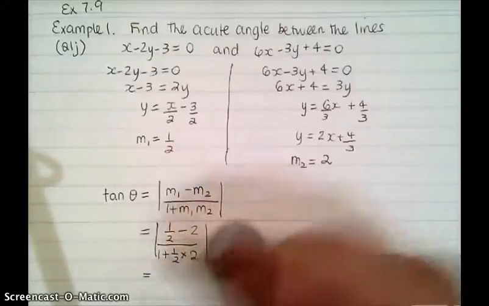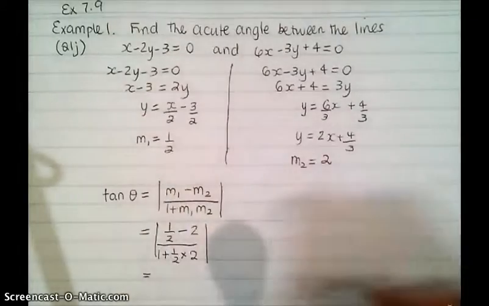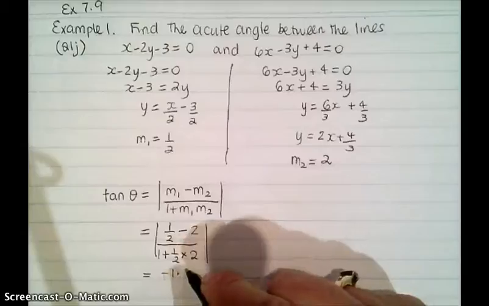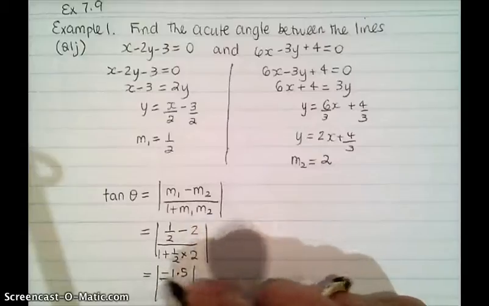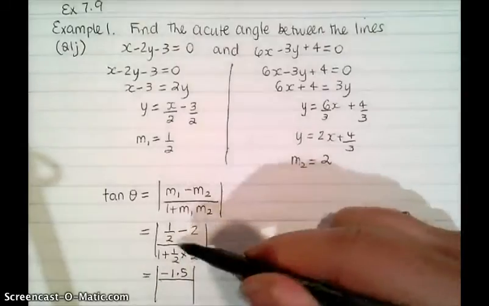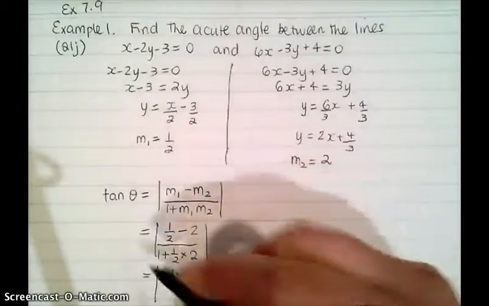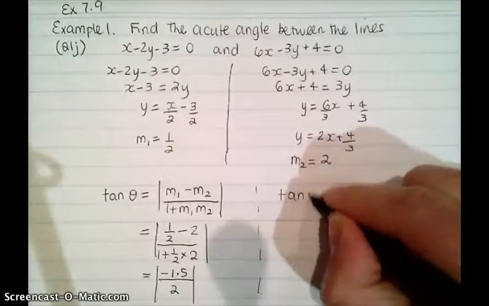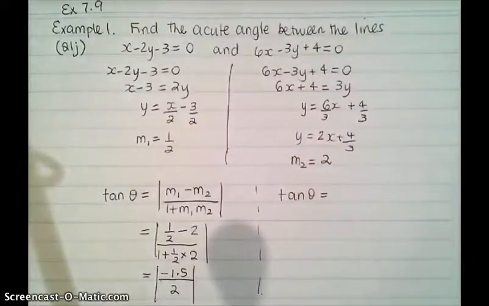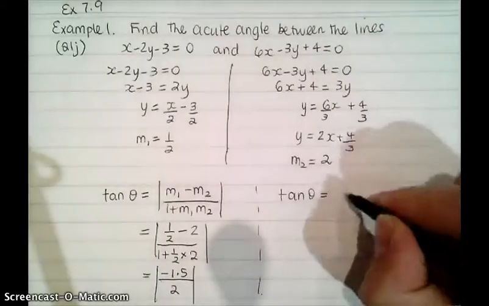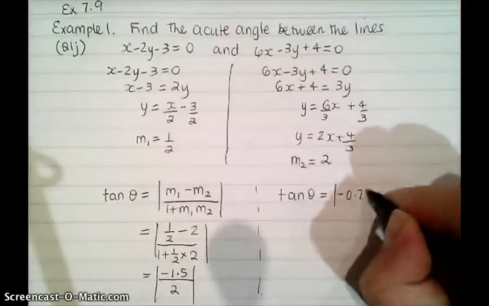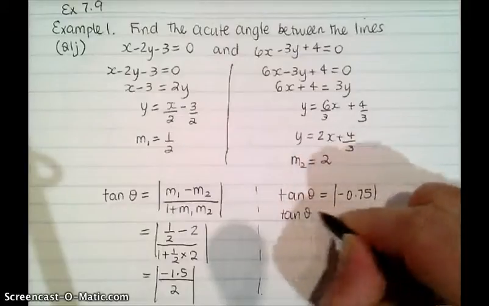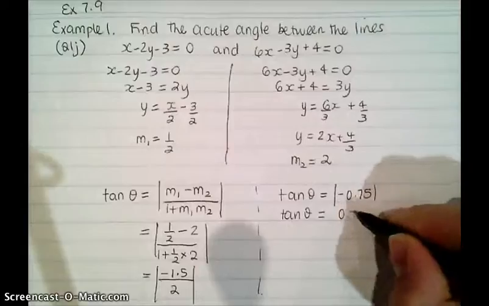2, which gives us tan theta is a half minus 2, which is negative 1.5, over 1 plus 2 times a half. Now a half of 2 is 1, so 1 plus 1 is 2. So just coming over here, we get that tan theta is negative 1.5 over 2, and you can do that on your calculator if you want. So 1.5 divided by 2, and we get 0.75. So we get tan theta is negative 0.75, remembering we're taking the absolute value of that, which is positive 0.75.